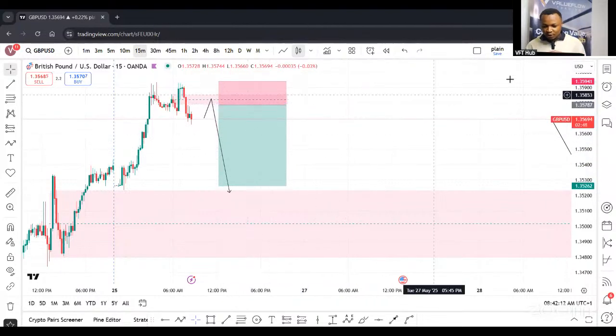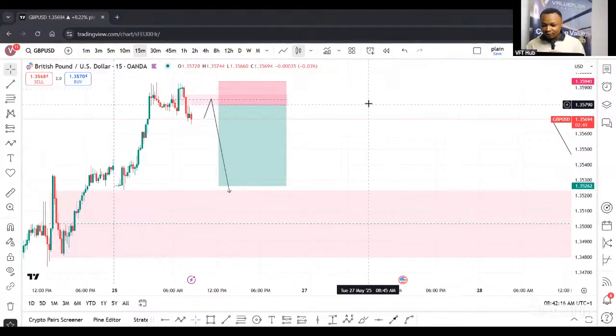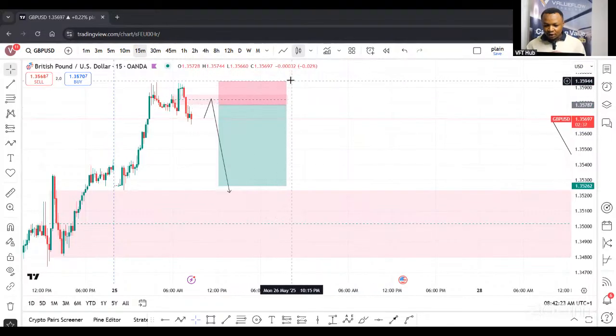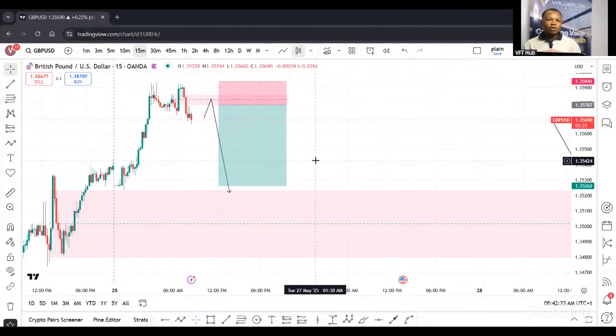All right, so this is where I'm looking to get my entry on GBP USD. I want to get a sell from 1.35790. That's where I want to get myself from. My stop loss would be somewhere around 1.35944, and my take profit will be around 1.35262. Okay, so this is my bias on GBP USD. This is where I want to see the market trading into. Okay, so I hope this is very clear for you all. Let me know if you have any questions.